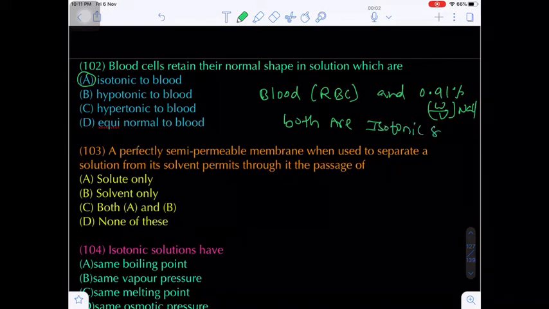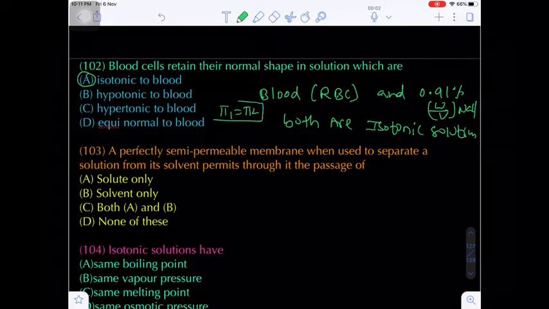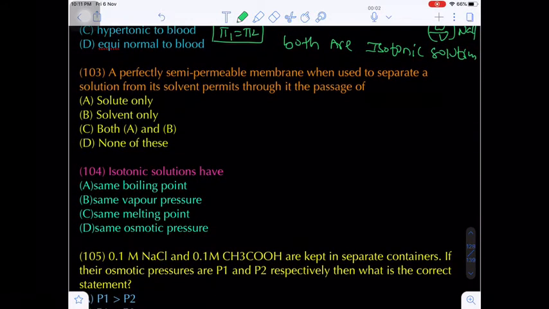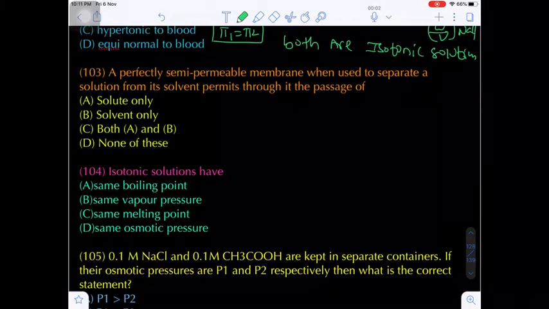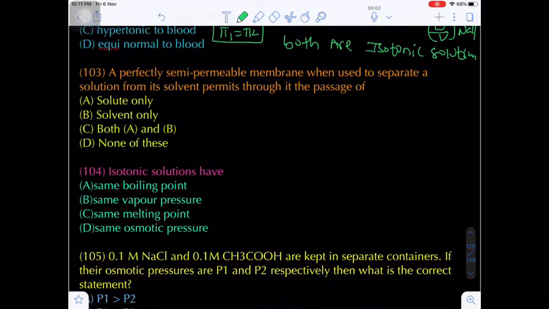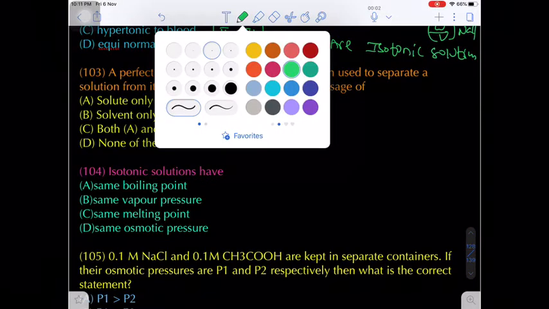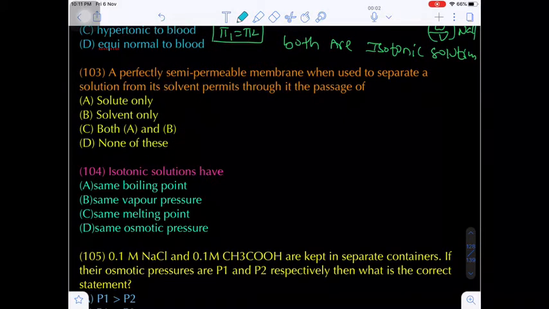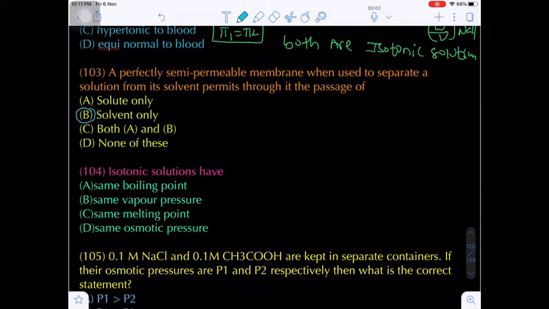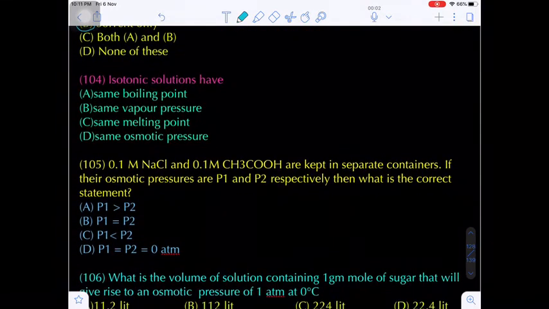Isotonic solutions are solutions whose osmotic pressure will be the same at a constant temperature. Okay. Now question 103. A perfectly semi-permeable membrane. What is the definition of a semi-permeable membrane? It is a membrane which allows only solvent molecules to pass through it but not the solute. Yes or no?